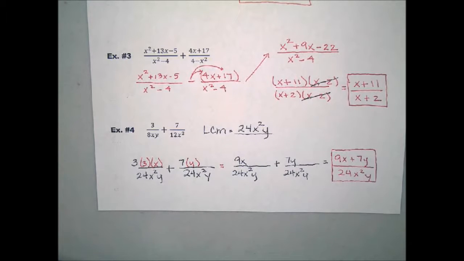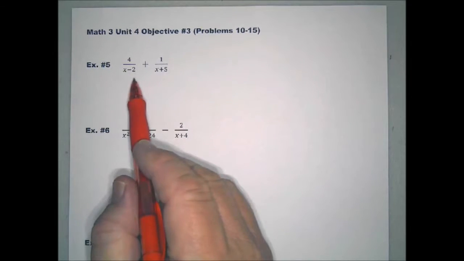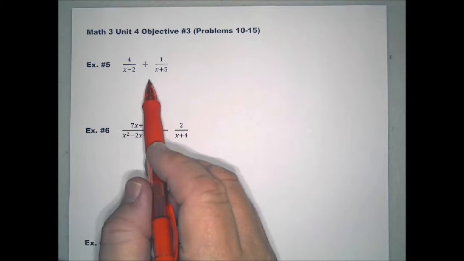Hopefully those 4 examples will get you through problems 1 through 9 on worksheet 3. The next 3 examples are intended to help you get through problems 10 through 15 on worksheet 3. On example 5, notice, we're still adding. That's what worksheet 3 is pretty much all about, adding and subtracting, which means you need common denominators.